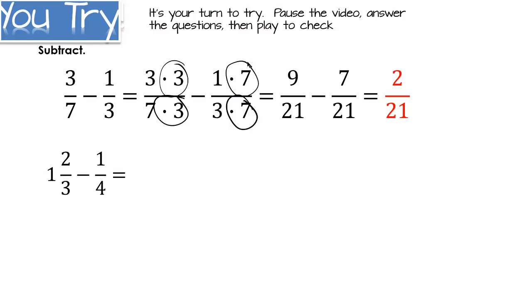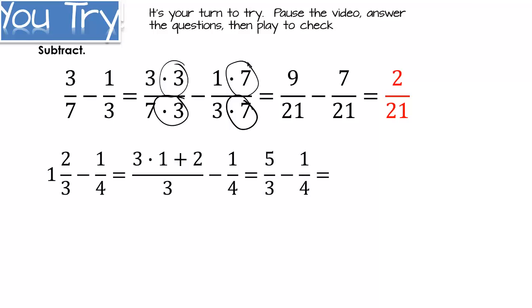In the second one, we first need to convert the mixed number to an improper fraction. So I took 3 times 1 plus 2. Remember, we keep the denominator the same, over 3. Well, 3 times 1 plus 2 is 5 over 3. This is where we start multiplying our denominators.